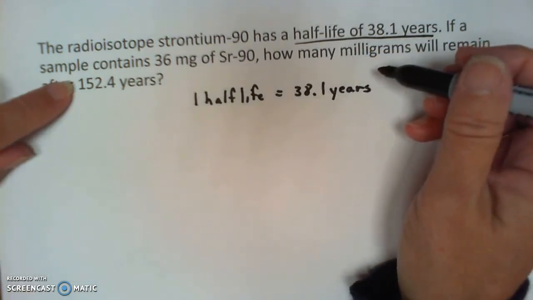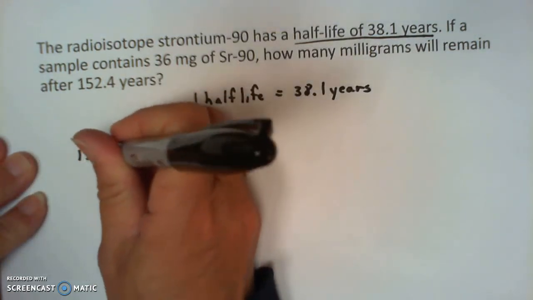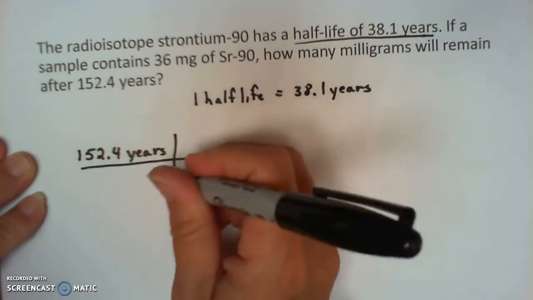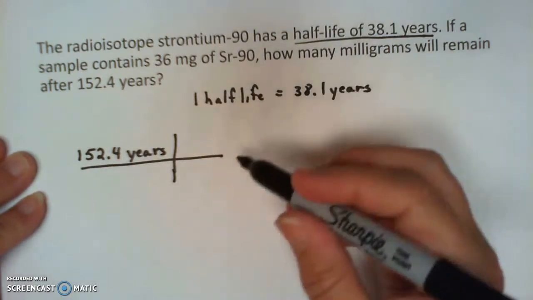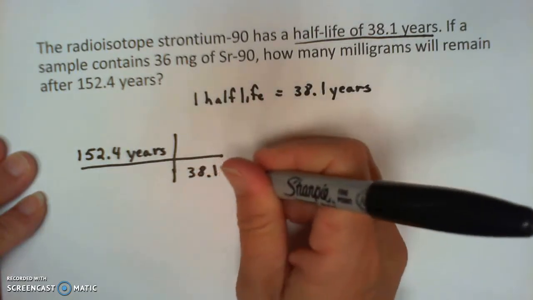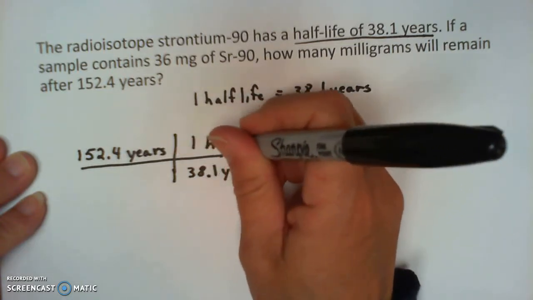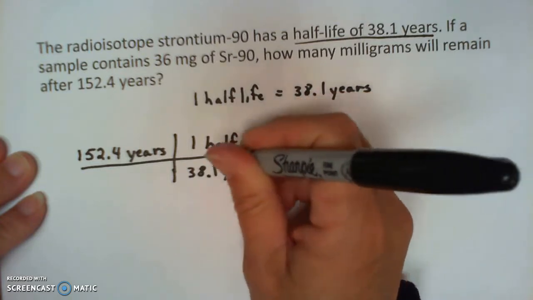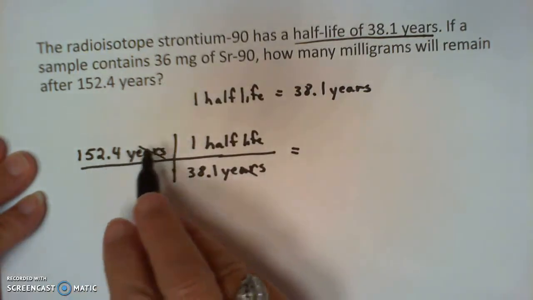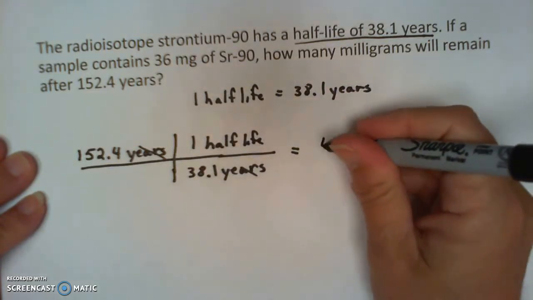We'll need to convert our number of years into half-lives. So we have 152.4 years. We're taking this equality and converting years into half-lives. We're going to divide by 38.1 years so that years will cancel. Put 1 half-life up here in the top. Years cancels. 152.4 times 1 divided by 38.1 will give us 4 half-lives.